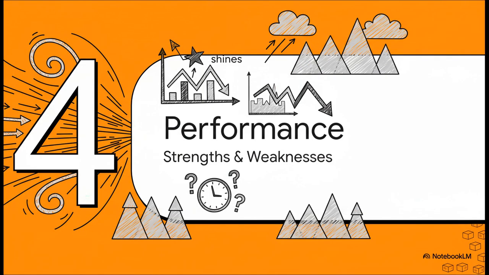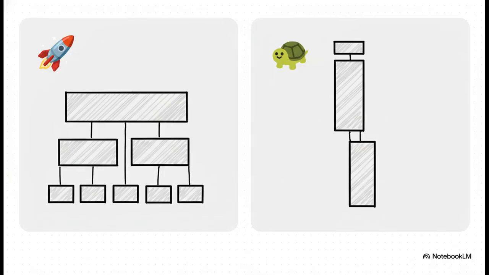Okay, so we know how it works, but the real question is, how well does it work? Let's talk about performance, because this is where Quicksort really shines. Well, most of the time. On average, Quicksort is incredibly fast. In computer science terms, it runs in O of n log n time.